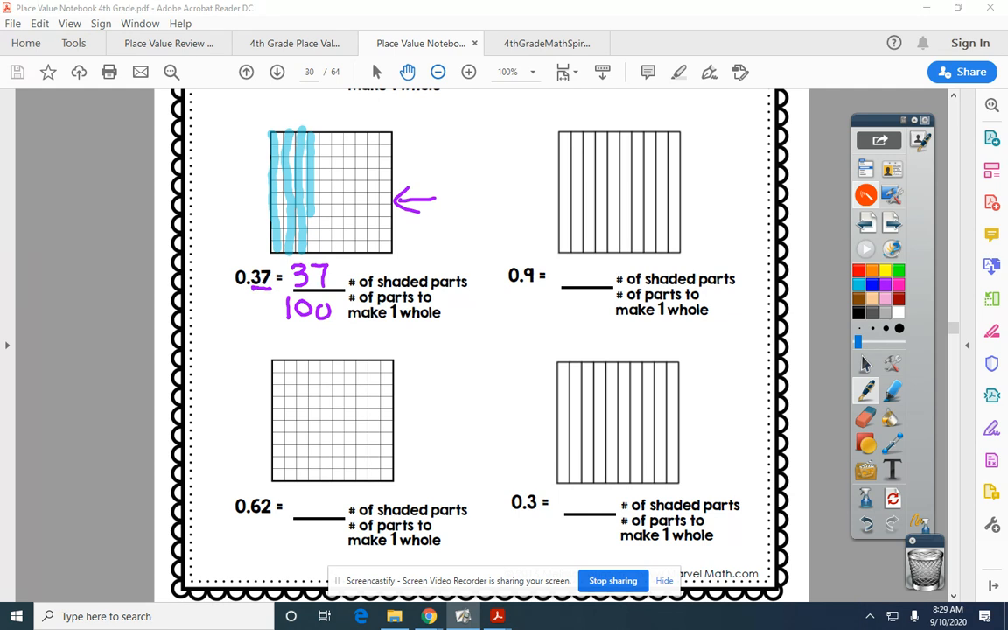I have a question. Yes? Will there most likely be a picture when we do this, or will it just be a problem? I don't remember. We'll look at it in a second, okay?